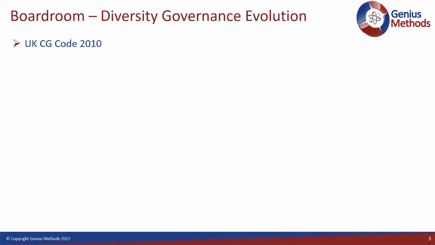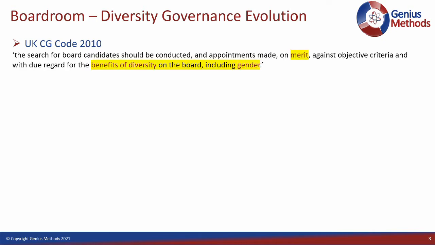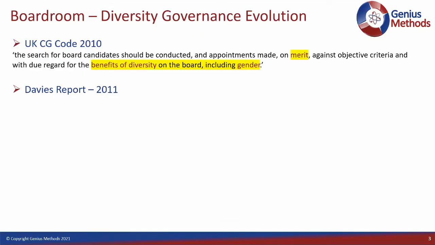So if we just look back, a little bit of a quick short history lesson in terms of diversity governance evolution. How have we got to the point we're at now on the issue of diversity? If we look at the UK Corporate Governance Code 2010, which is our first new code post the Walker review and post the crash, here they were talking and focusing very much on the merit still, but asking boards to consider diversity, including gender. They didn't include any of the others. They just specifically focused in on gender for the first time.